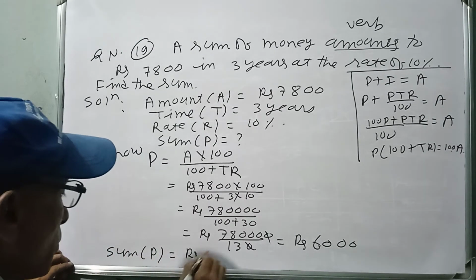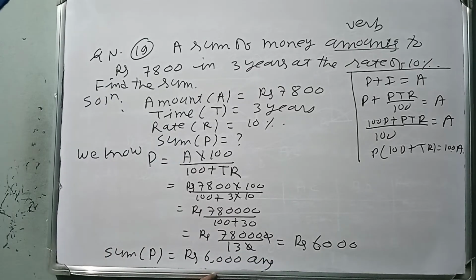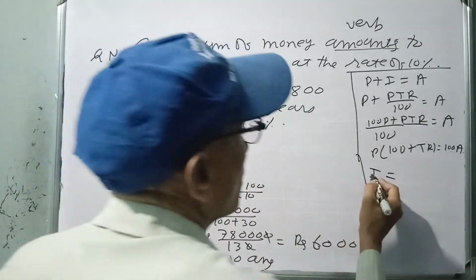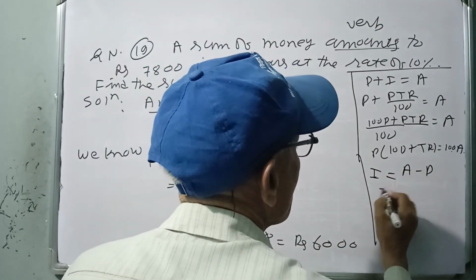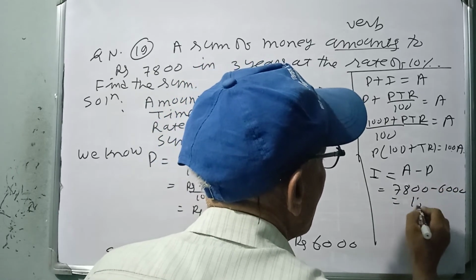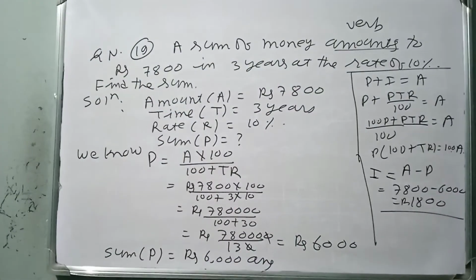Principal equals rupees 6,000, answer. And what is the rate of interest? Amount कति होला? What is the interest? A minus B. कति भएछ? 7,800 minus 6,000 is 1,800 rupees. Interest. The interest is 1,800.